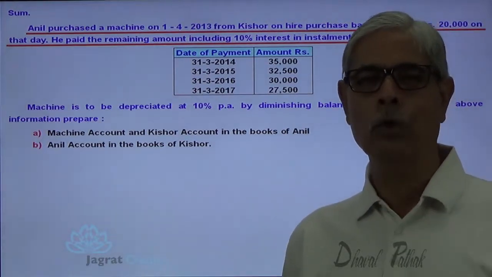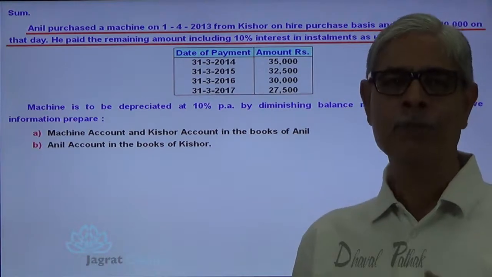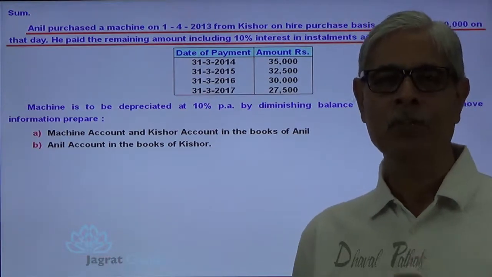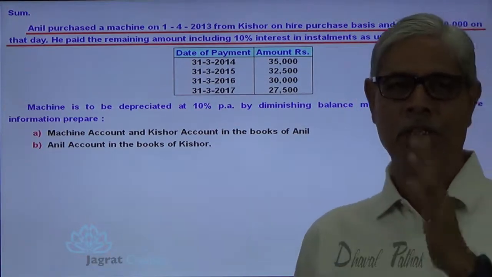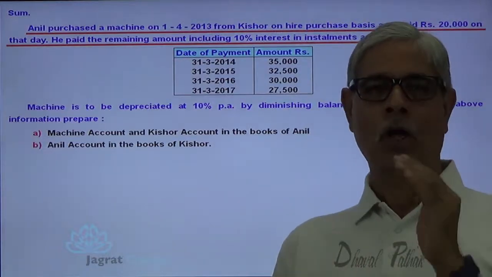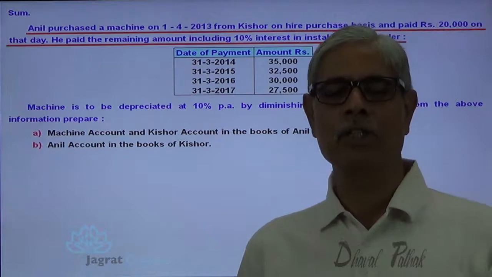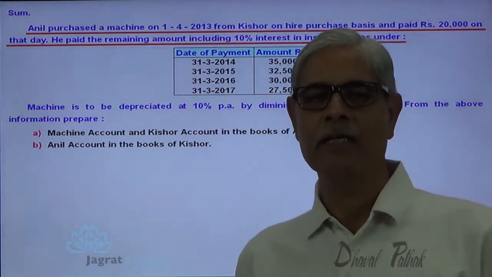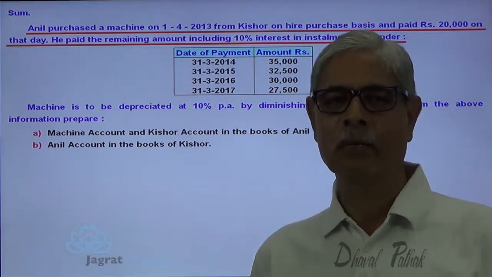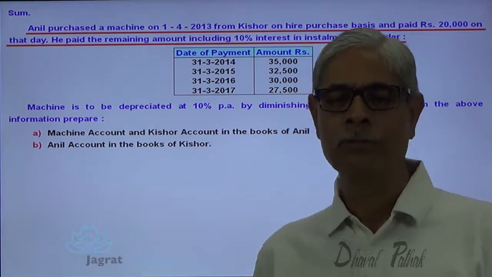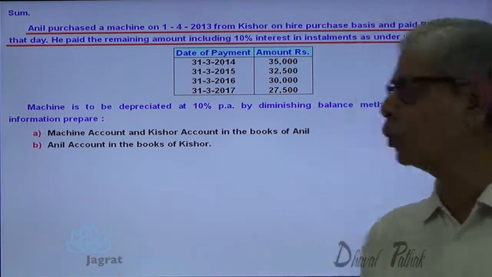And so long as I don't know the cash price of the machinery, what does cash price mean? If this machine is purchased otherwise than by installments, how much upfront payment is to be made to acquire the ownership of the machinery, that is identified as cash price. So I am required to find out the cash price of the machinery first of all. For that, I prepare one working note. Just observe.